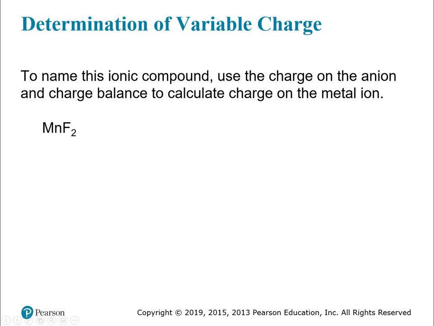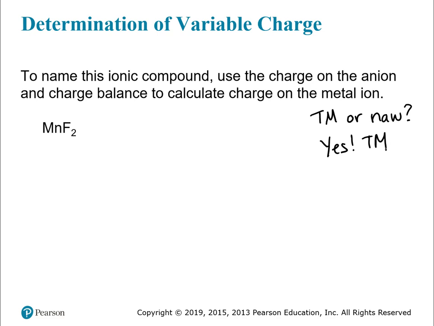Let's do one with a variable charge. We have to figure out the charge on the anion first, and then use charge balance to calculate the charge on the metal. So I told you this is a variable charge one, but you won't necessarily know that right off the bat. It's not going to say that on your homework or in your exam. So always ask yourself the first question, transition metal or nah? In this case, the answer is yes, transition metal.